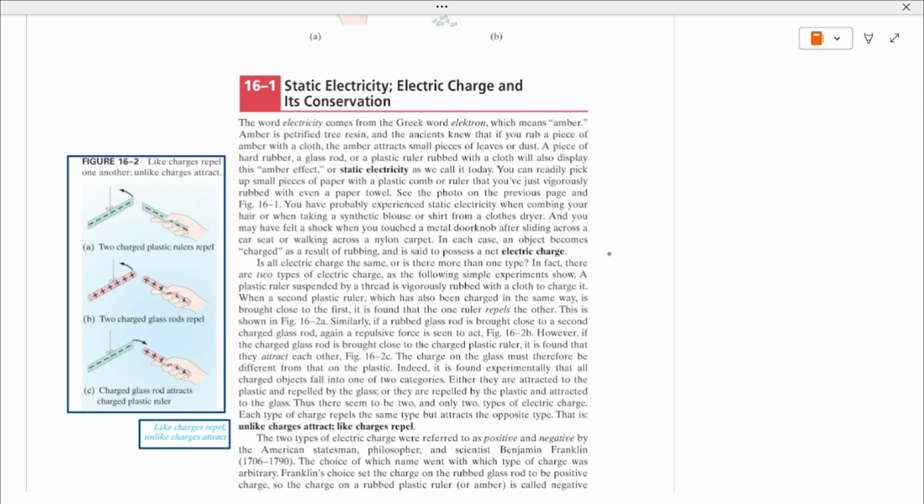And the same thing happened with two glass rods. But if he took a glass rod and held it near a plastic ruler on a torsion pendulum, the pendulum would twist towards the rod, signifying that the ruler and the glass rod felt an attractive force between one another. And so it's said that unlike charges attract and like charges repel.